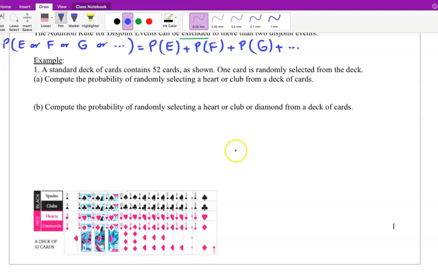Now example 1. A standard deck of cards contains 52 cards. Here we have 52 cards. This is what they have here. One card is randomly selected from the deck. Part A: compute the probability of randomly selecting a heart or a club. Here in between we have or, and here is club from the deck of cards. So we should find the probability of heart or club. In between we have or, exactly the same as the previous part.